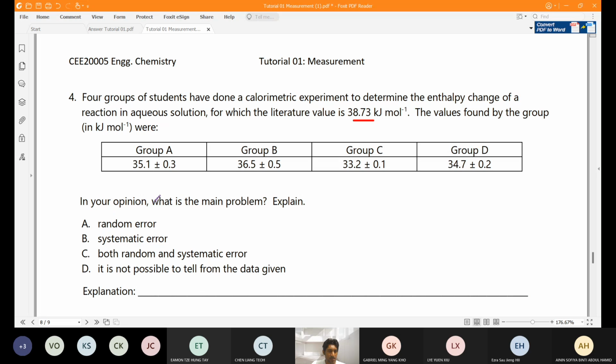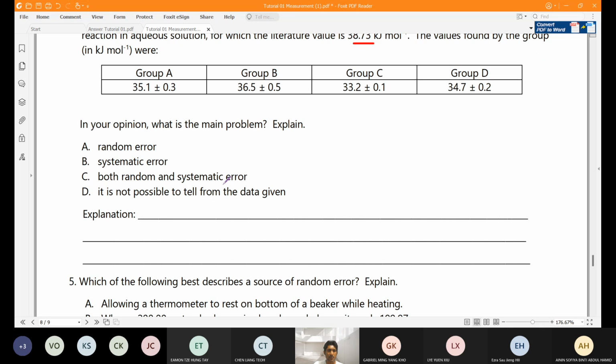So in my opinion, or in your opinion, what is the main problem here? We see that group A, group B, group C, group D, all of them are having a very big difference: 35, 36, 33, and then 34. So it's a big difference. What could be the problem? What do we think could be a problem in this experiment, right?